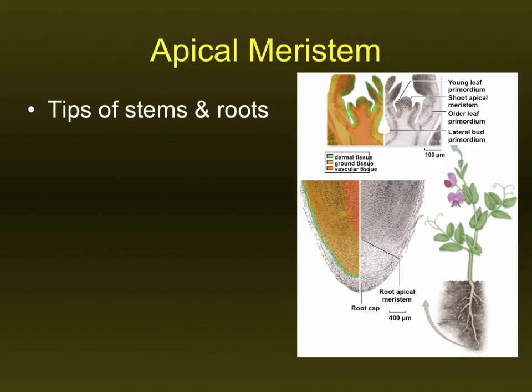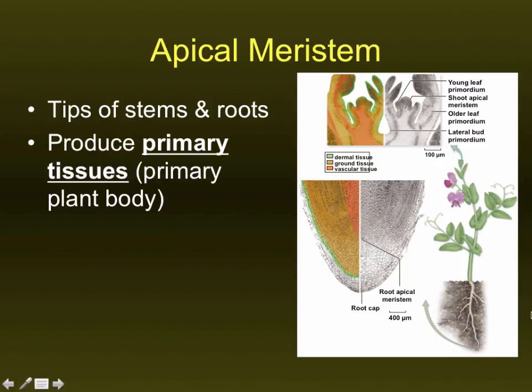All right, so we'll take a look at the apical meristems first in the stems and the roots. We take a look here in this picture. We've got the shoot tip, both unstained and stained, just for kind of clarity.